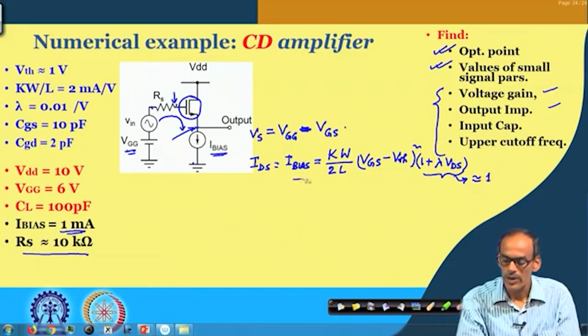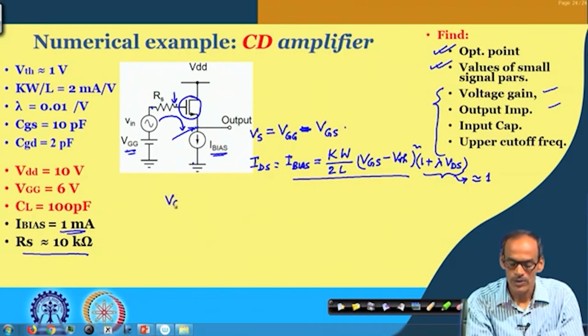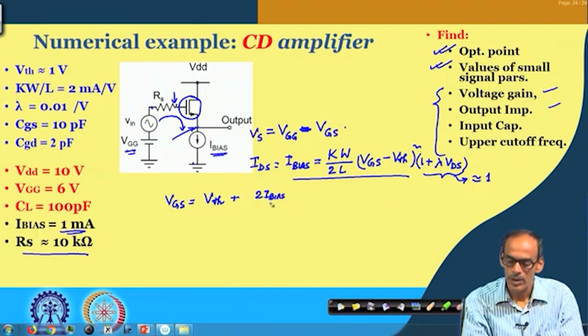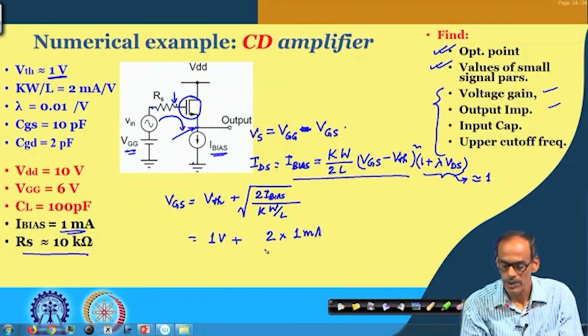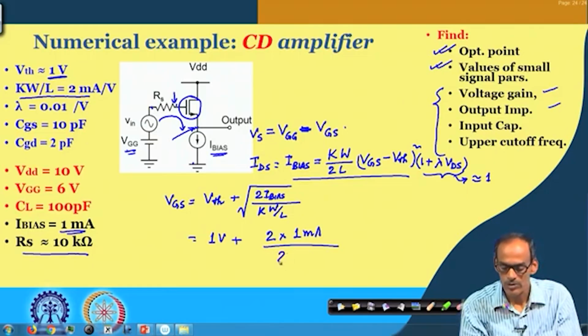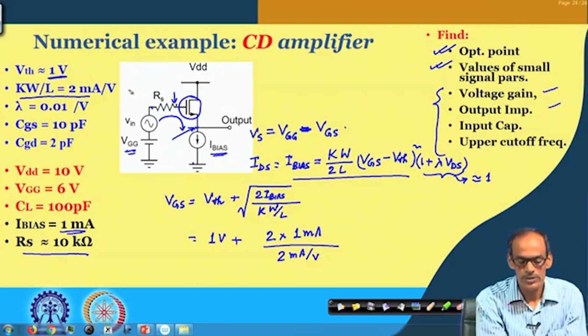So, if I equate this part, what you can get here is Vgs equals Vth plus the square root of 2 times I bias divided by K W by L. So, here we do have Vth of the transistor, it is given here, which is 1 volt, plus 2 times I bias, which is 1 milliampere, and then the device parameter is given here, K W by L equals 2 milliampere per volt square.